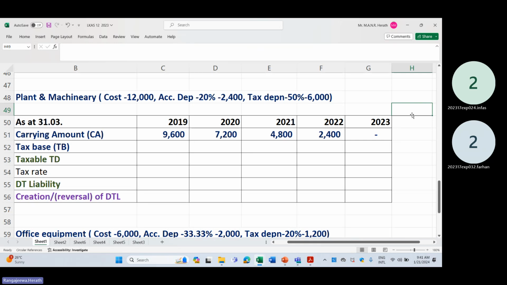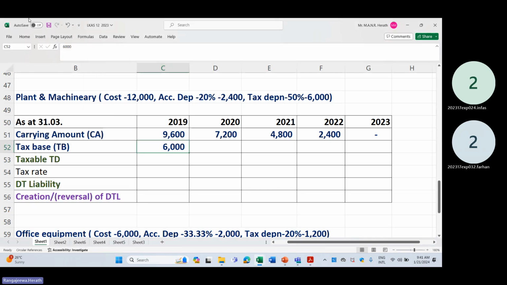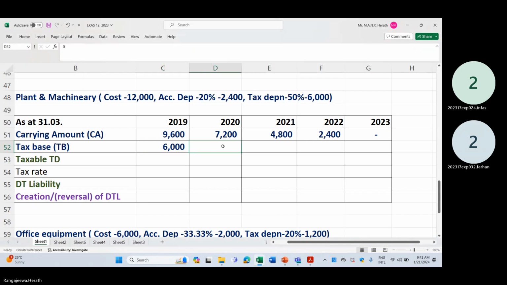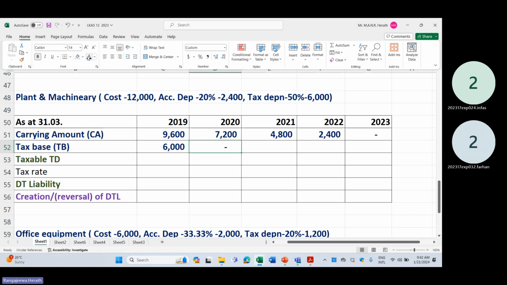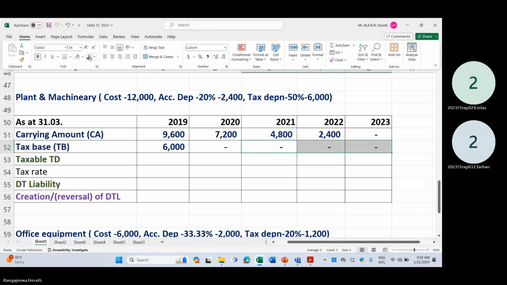So the carrying amount 12,000 reduced by 2,400 per annum, 20% depreciation, right? 12,000, 9,600, 7,200, 4,800, 2,400, then fully depreciated. Tax base 50%. That means end of the first year, it reduced to 6,000. Second year, it is fully depreciated.